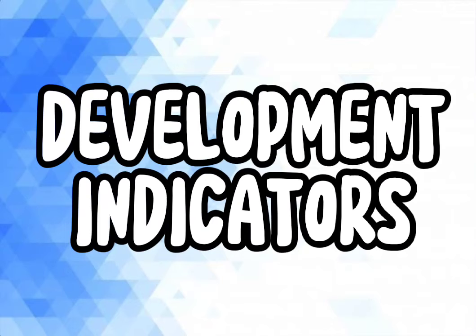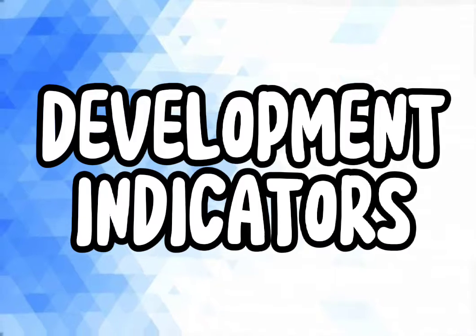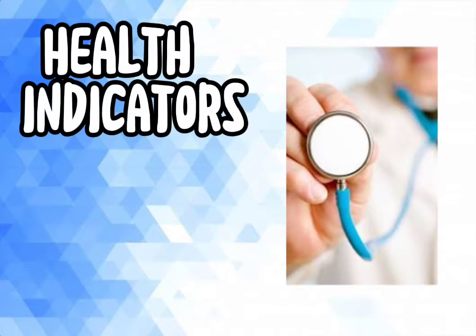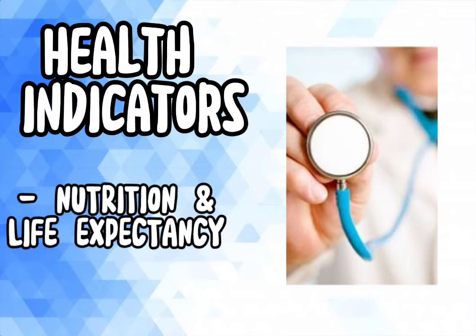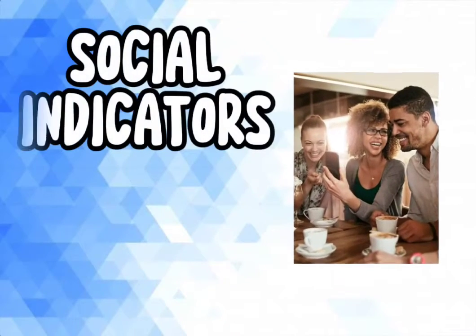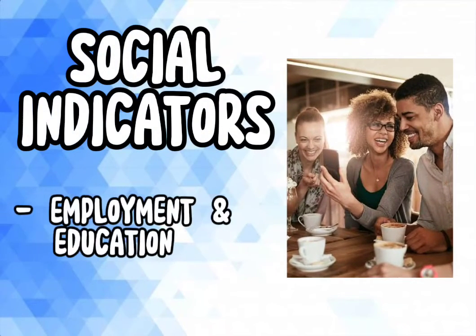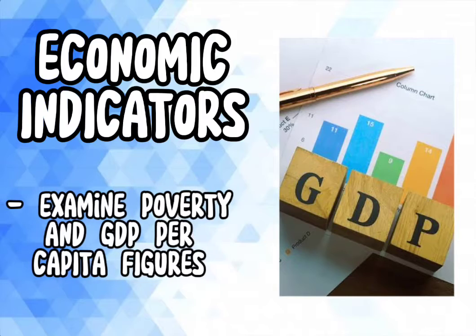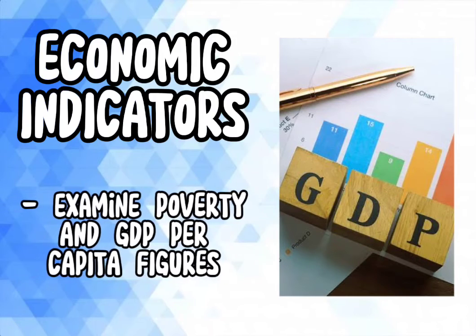There are various development indicators which can be split into three categories. First is health indicators. It measures statistics such as nutrition and life expectancy. Second is social indicators. It includes employment and education. Lastly, economic indicators. It may examine poverty and GDP per capita figures.